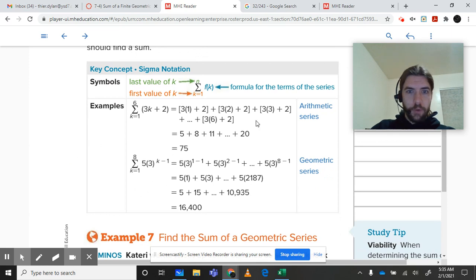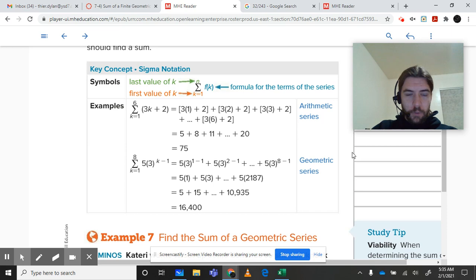Okay, so for example, in an arithmetic sequence, where it was just like a linear equation, every time k gets bigger, we add another 3, right? 3k plus 2. Well, then the sum from the first term to the 6th term is going to be, we take that formula and we put in a 1, we put in a 2, we put in a 3, a 4, a 5, all the way up to a 6, and we add all that stuff together. So our terms 5, 8, 11, up to 20, we add all that stuff together.